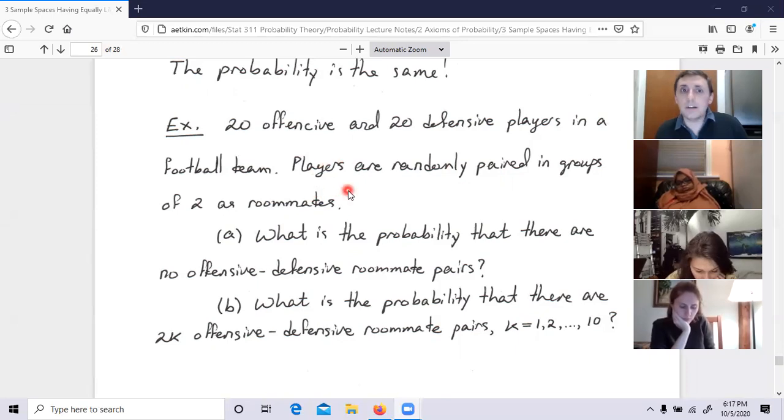So 20 offensive and 20 defensive players in a football team, they are going to share rooms. They are going to be roommates, 2 of them at a time. You understand? So you will divide them in pairs, and they will go into their hotel rooms. So problem A, what's the probability that no offensive defensive roommates pairs are made? They're made at random, of course, right? So just you sample them randomly then.